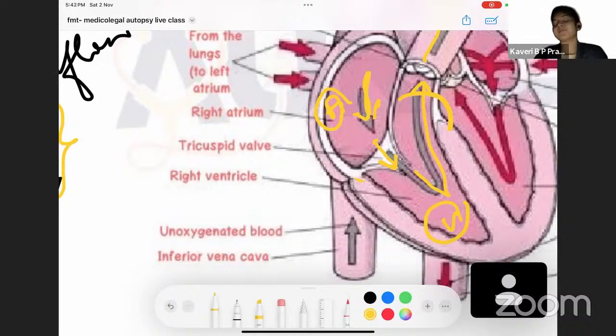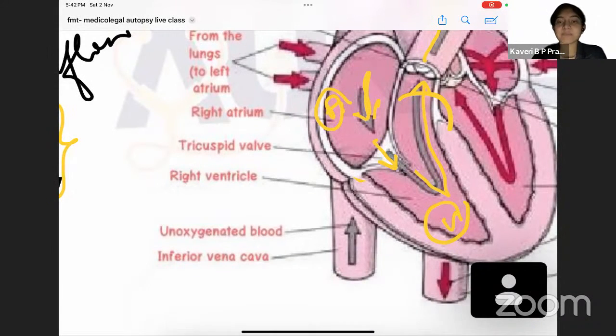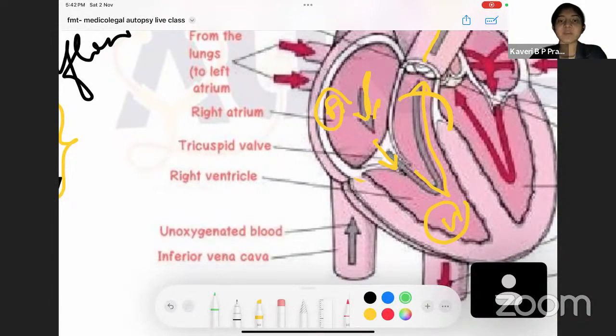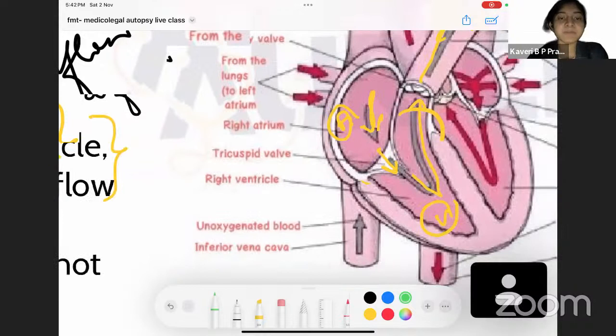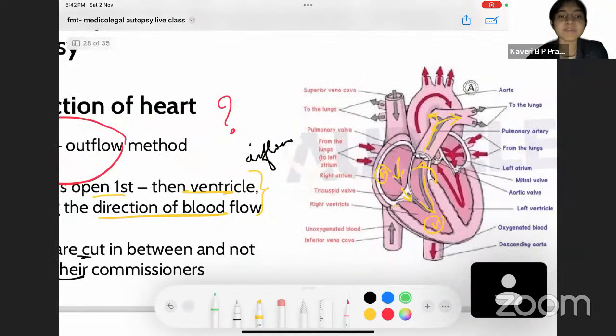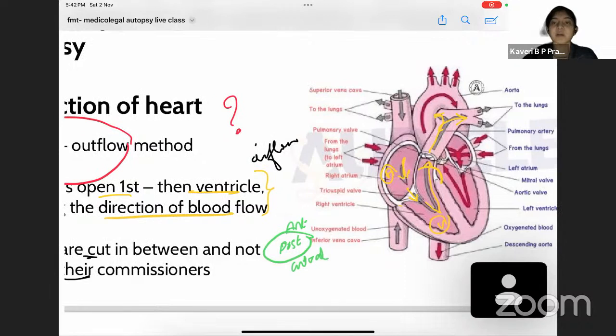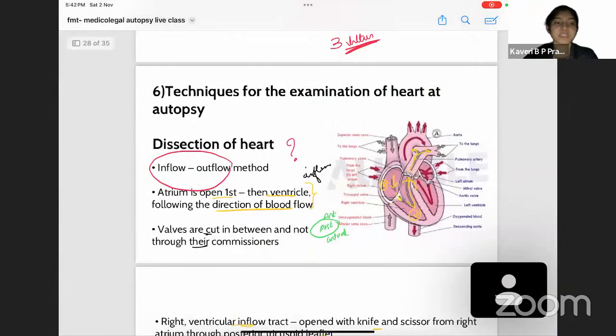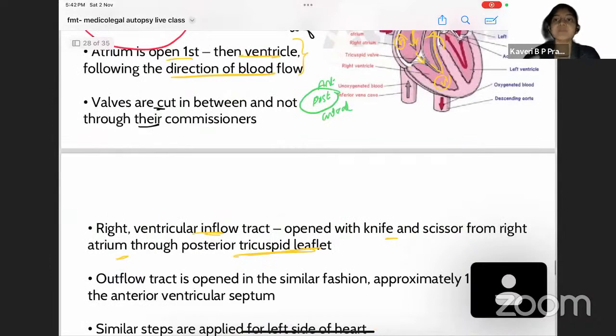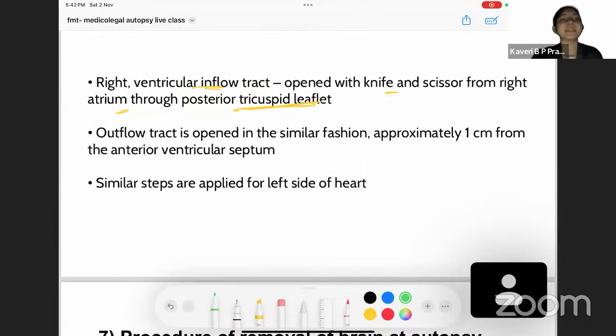So when you open, why is it called a tricuspid valve? It is because there are three leaflets. What are the three leaflets? You have the posterior leaflet, you have the anterior leaflet, and you have the central leaflet. So when you do the right side, you have to always cut through the posterior leaflet. Okay, so how do you cut the tricuspid valve? Through the posterior leaflet. Next, now this is the inflow. Now you do the outflow tract. That is, the outflow tract is opened in a similar fashion, approximately 1 centimeter from the anterior ventricular septum.